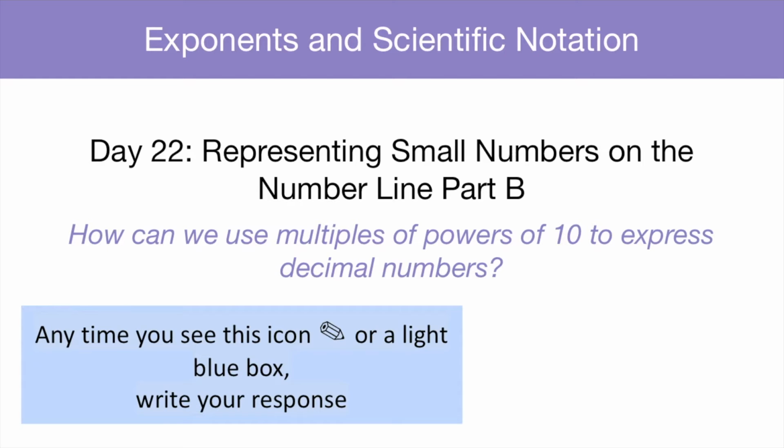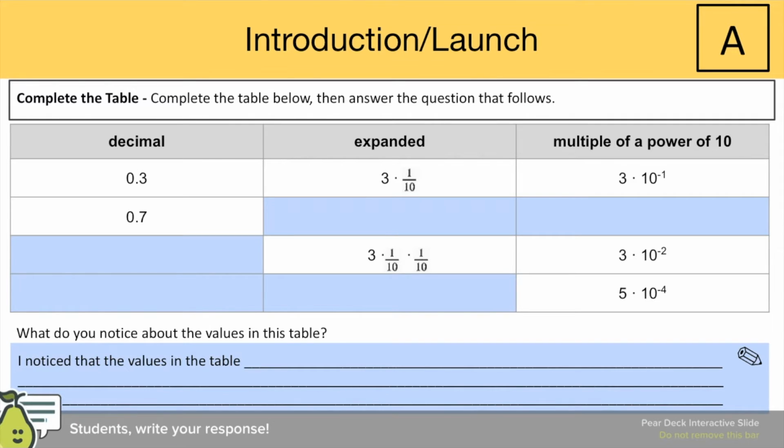8th graders are working on Unit 7, Exponents and Scientific Notation, Day 22, representing small numbers on the number line Part B. How can we use multiples of 10 to express decimal numbers? For the introduction, students are asked to complete the table, in which the columns are labeled as decimal, expanded, and multiple of a power of 10. The first row of 3/10 is already completed for students.